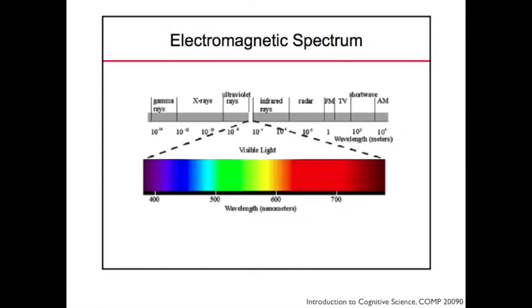Some animals are sensitive to lower frequencies and some to higher frequencies than us. So a little bit into the ultraviolet and a little bit into the infrared, but not much. So basically all terrestrial vision is based on this little bit of the electromagnetic spectrum. Why is that? Well, it has to do with the nature of the star that we happen to live beside. If we lived beside a different star, we'd have different kinds of eyes.